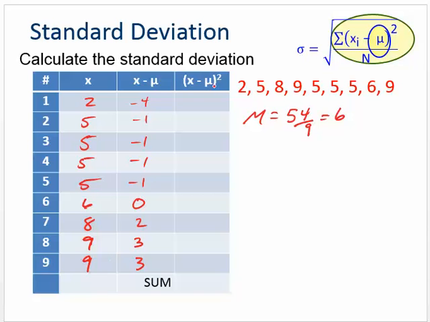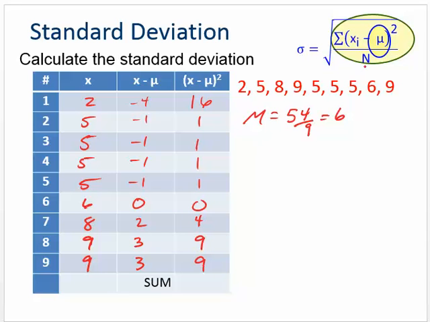The next thing, the last step here then, is to square each of these. So 4 squared is 16. 1 squared is 1, 1, 1, 1. 0 squared is 0. 2 squared is 4. 3 squared is 9. 3 squared is 9.